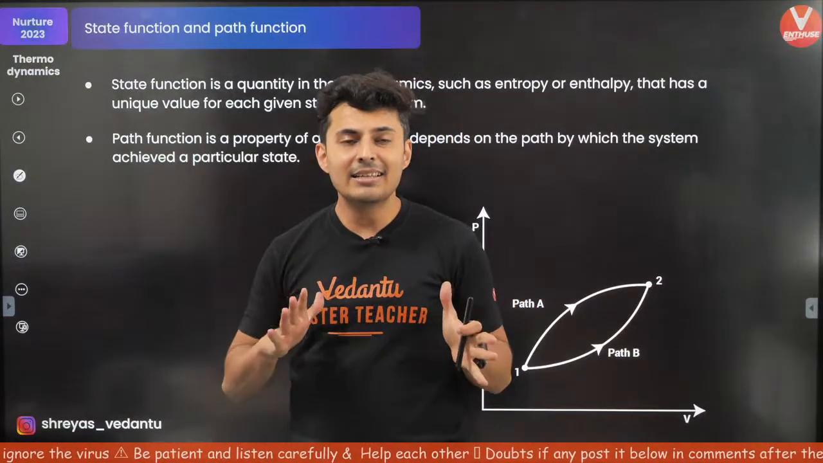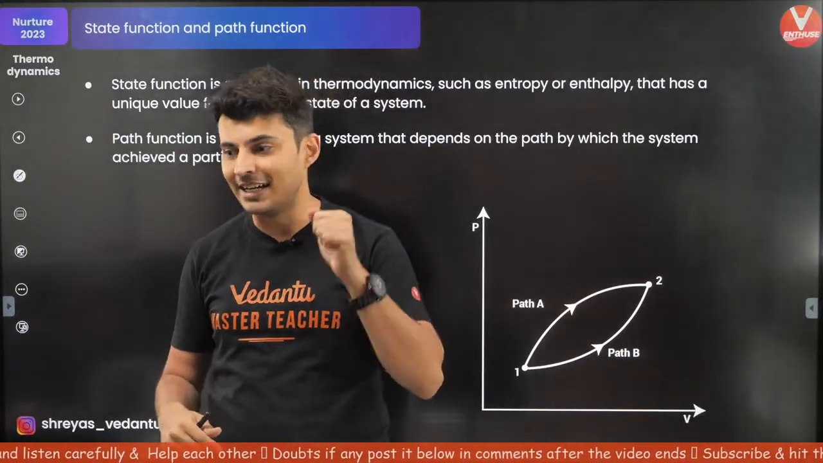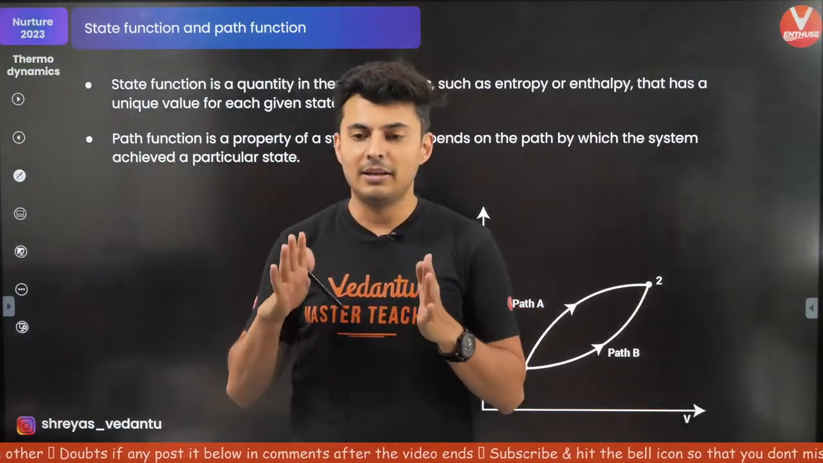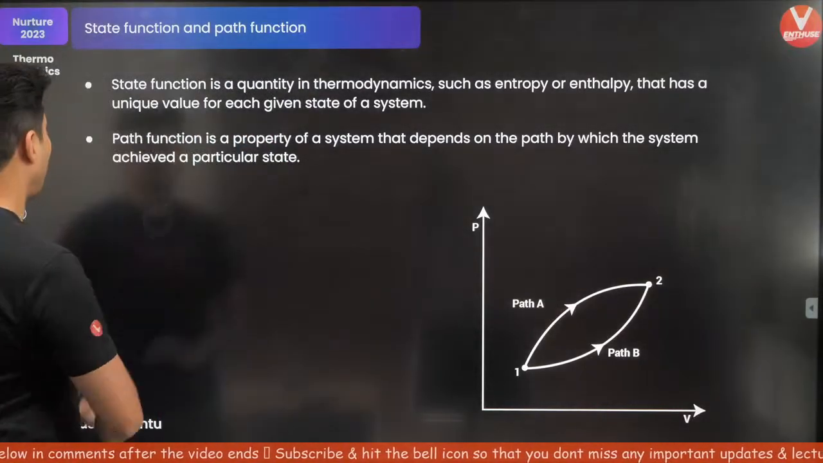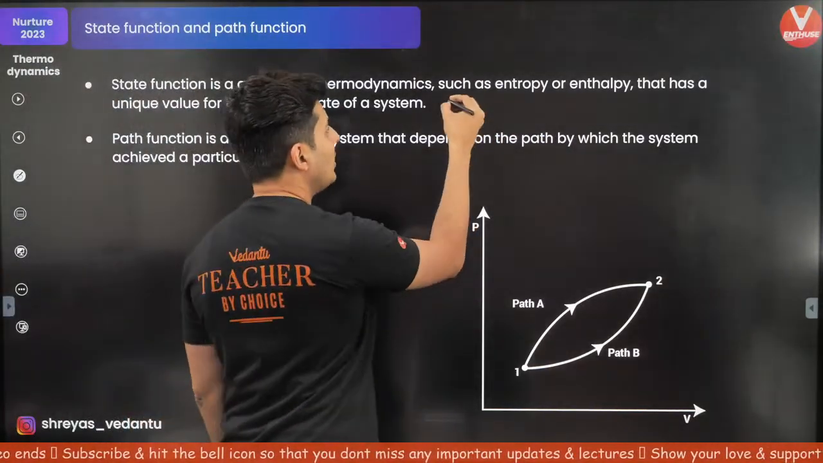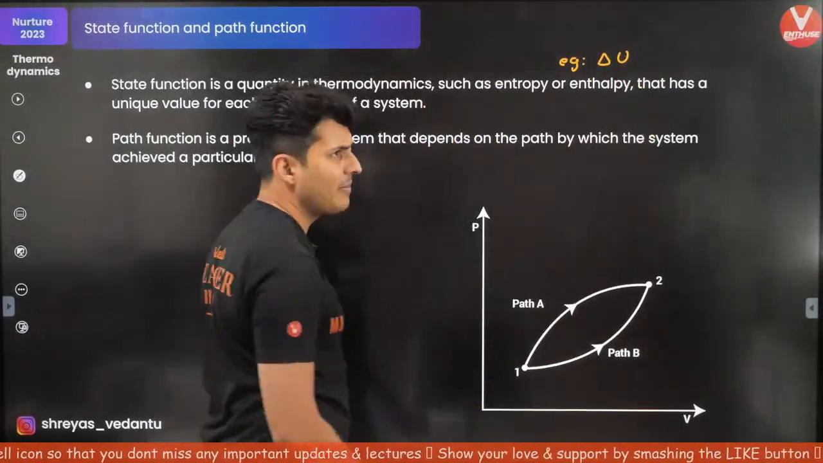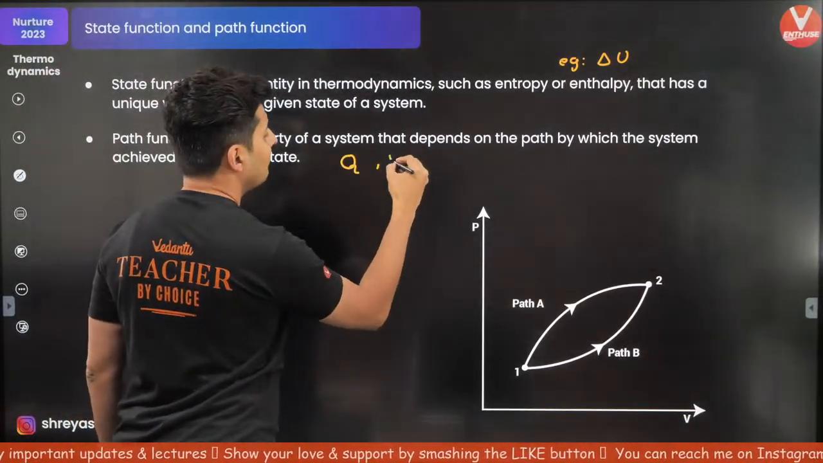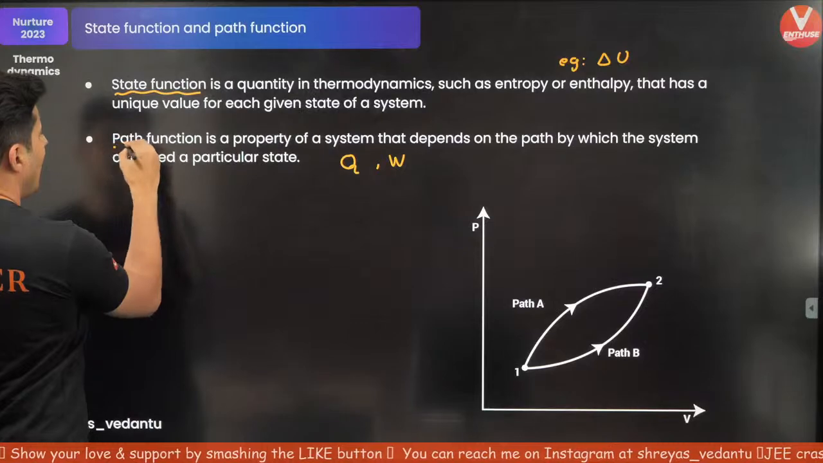Internal energy. Internal energy is dependent on the state. So it is a state function. Path functions are work and heat. How you do the process decides your heat and work. So that's very important. I'll just put the examples right over here. State functions: enthalpy, entropy, temperature, change in volume, and another example is delta U. All these are examples of state functions, and path functions are heat and work. Very, very important, state functions and path functions.